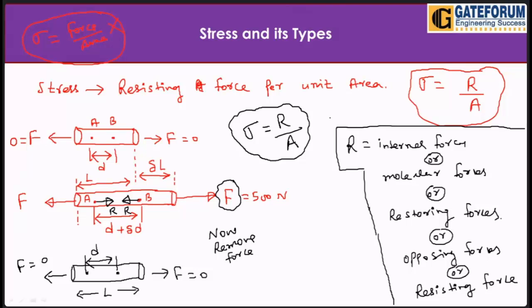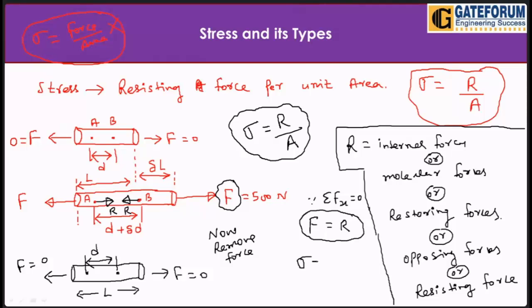That stress is nothing but a resisting force per unit area. Now very simple. If we go for the equilibrium, when can this be in equilibrium? When the outside force, that is the applied force F, will be equal to the resisting force F. Under equilibrium, these two forces will be equal, since we can say the summation of force in x direction should be equal to 0.